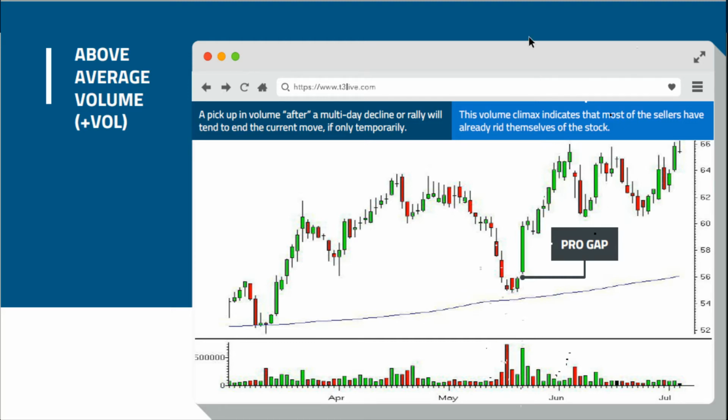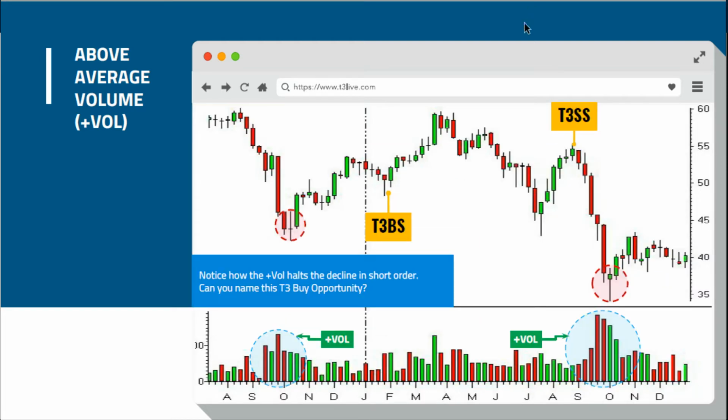All right. So a pickup in volume after a multi-bar decline, as we said, leads to the end of the move, and the volume climax indicates that most of the sellers have already rid themselves of the stock, which means the stock should go higher. Likewise here, of course, novice volume on the last bar there, you can say pro volume on the way up. It wasn't impressive volume by any means, and then the same here, of course, right? Okay.